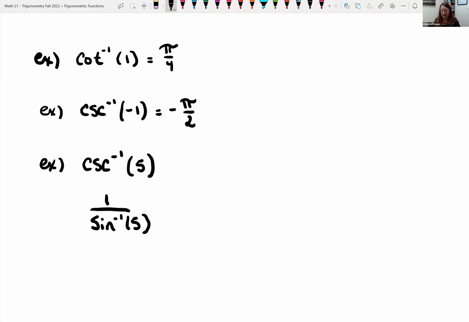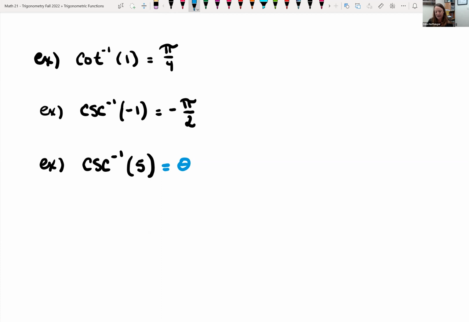Okay, so what I stated was totally wrong. And I knew something was off, so I just needed to go and verify, but maybe this will help you so you don't do the same thing. So let's look at this cosecant inverse of 5. Let's rewrite this. So let's let this equal to theta.